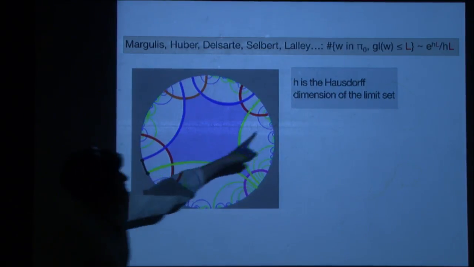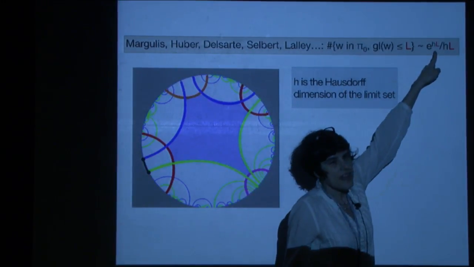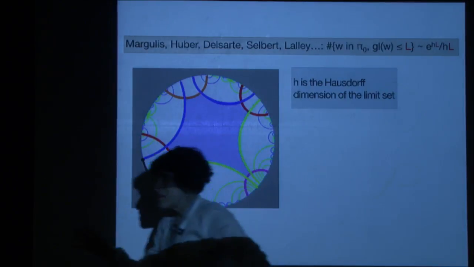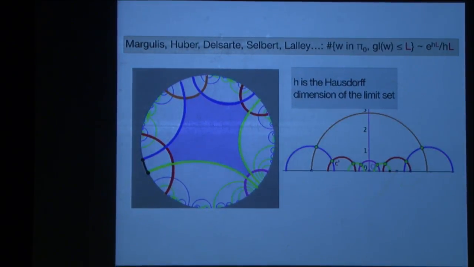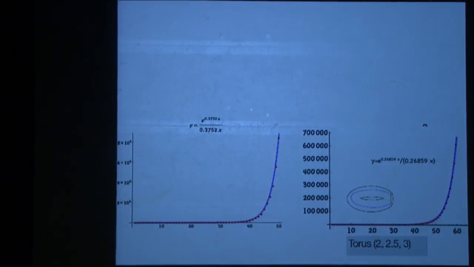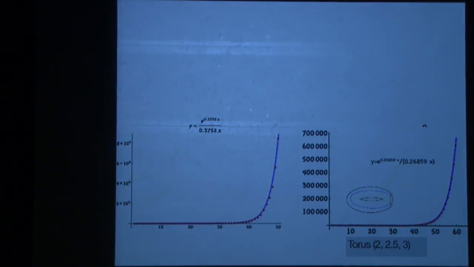The dimension of that Cantor set, the Hausdorff dimension, is this h. Let me not explain Hausdorff dimension, but we can talk about it at lunch. So this is it. Now here is, yes?